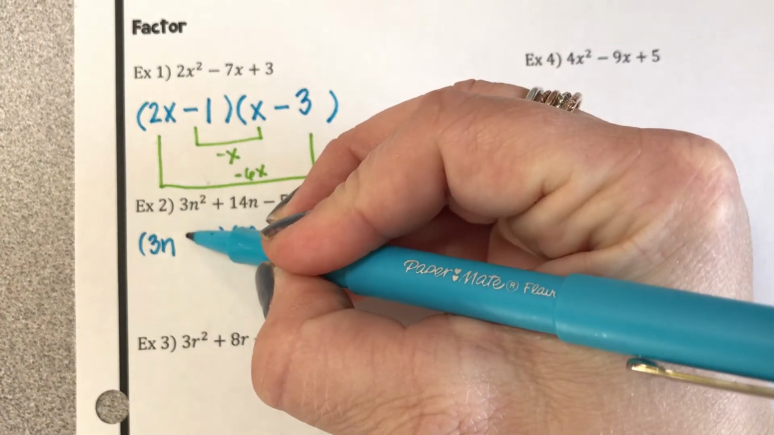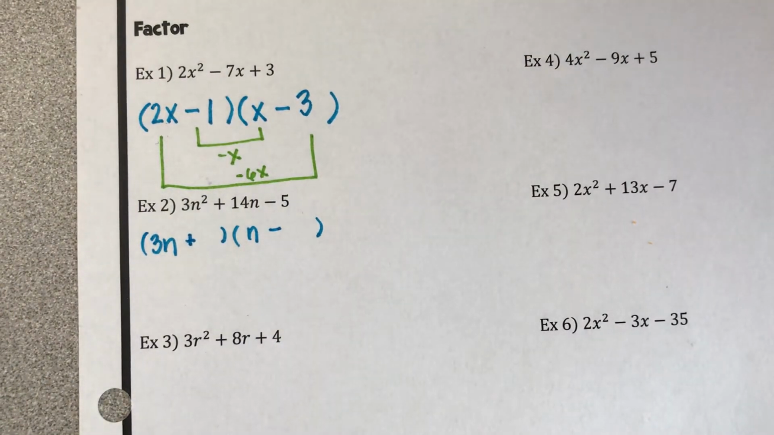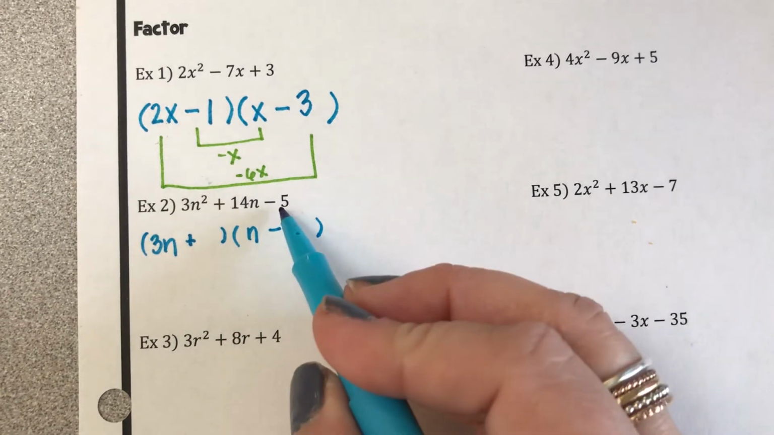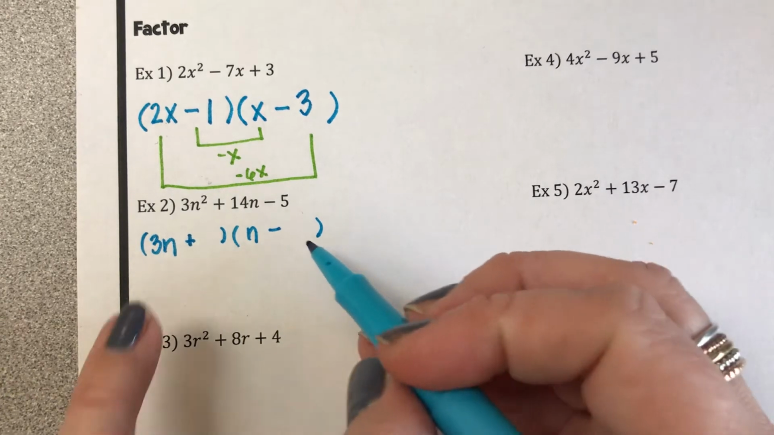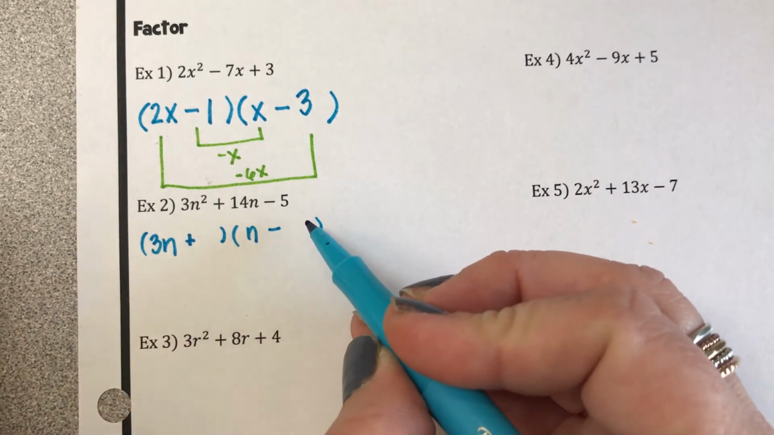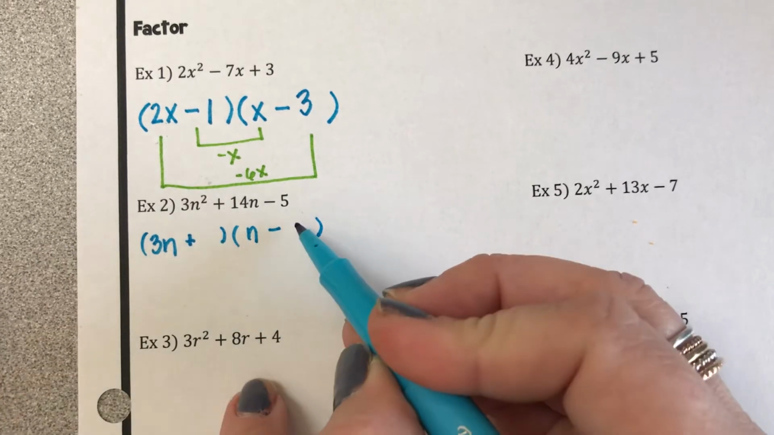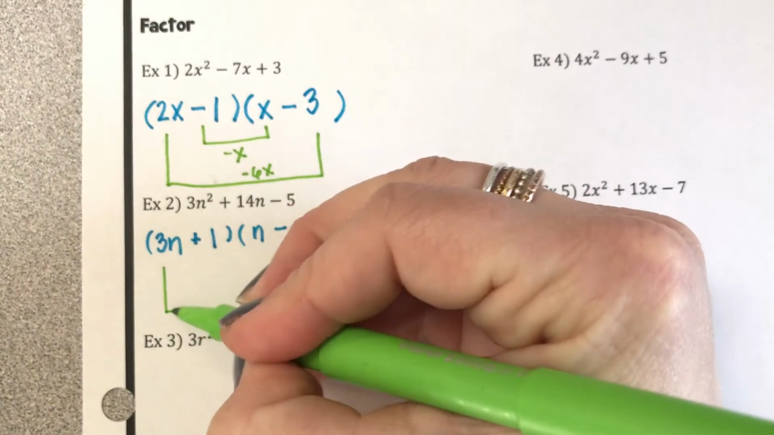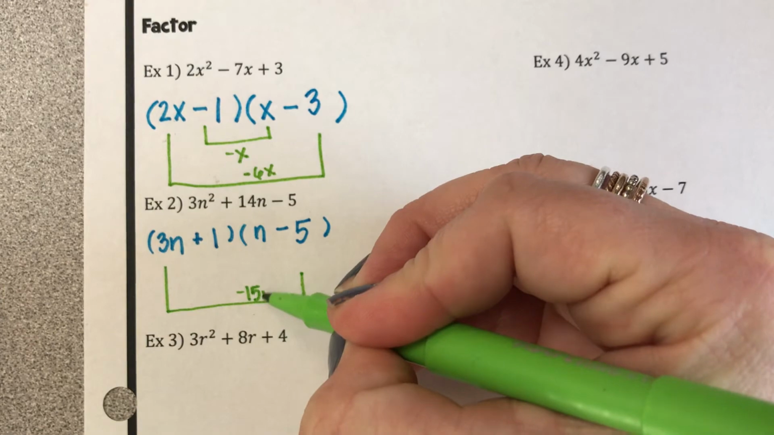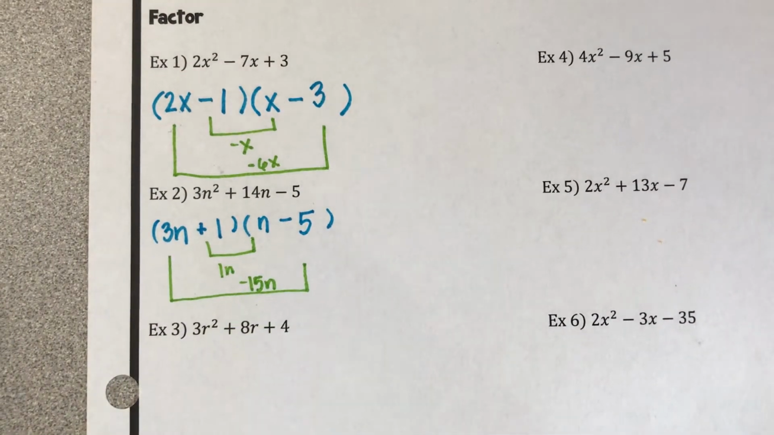So I'm going to put the plus here, the minus here. So now I'm going to think ahead. I'm trying to make 14 using 5 and 1, because that's the only thing I can do to make 5. So if I put a 5 here, 3 times 5 is 15. And then a 1, that's 14. So let's try that. 5 and 1. So if I check my outside products, that's -15n, and my inside products is 1n. Well, what's -15 plus 1? I'm so close. That's -14, right?